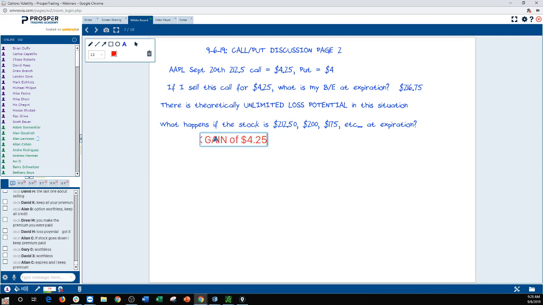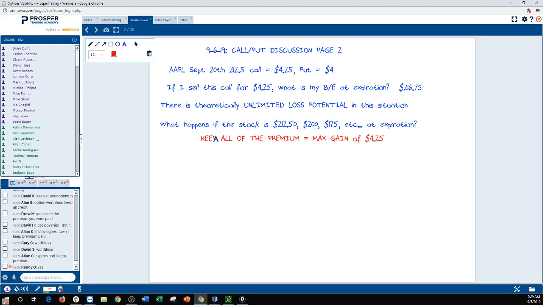Okay, which means the maximum I could ever make, no matter how low the stock went here, would be the premium that I collected of $4.25. Okay, Randy, got it? Makes sense? Because if it does, now we're going to finally get into the part that you had asked about, the long call and the short put, which will be the next part. Okay, great. Does everybody else understand this so far before we go into the short put side of things?